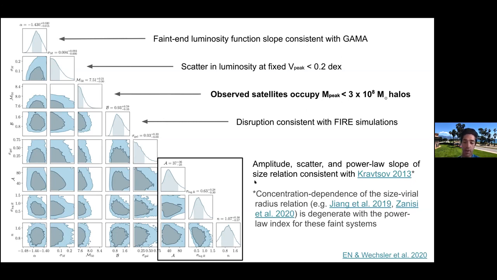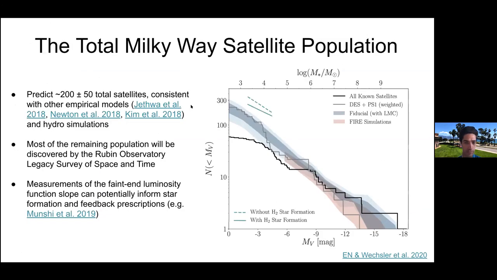And then this size model, I think, is a really interesting point. So in the ultra-faint regime, we actually have a measurement of the amplitude, scatter, and power law index of this galaxy halo size model. And there are some interesting points of comparison as far as the concentration dependence of that size virial radius relation and so on. But broadly, it seems that our posterior is consistent with Andrew's galaxy halo size model.